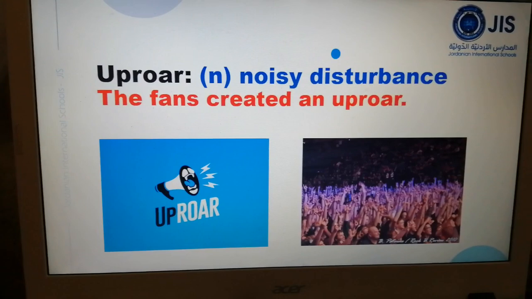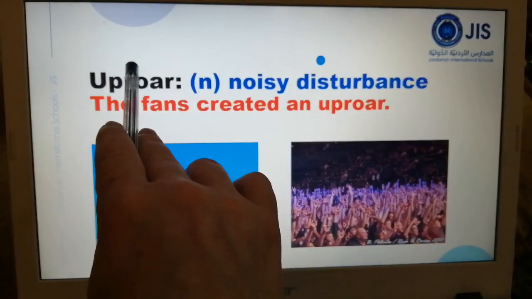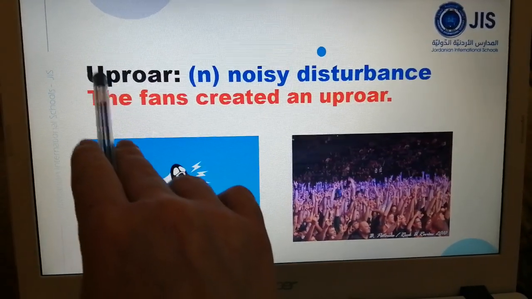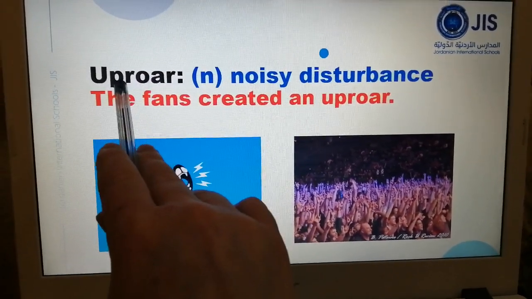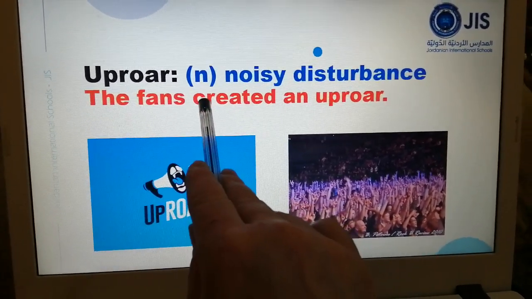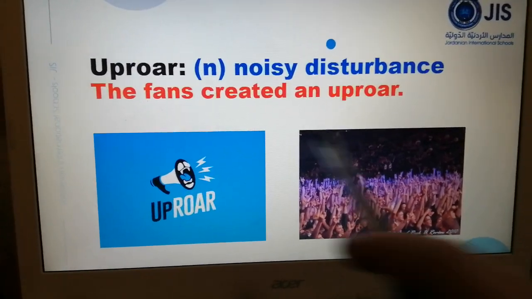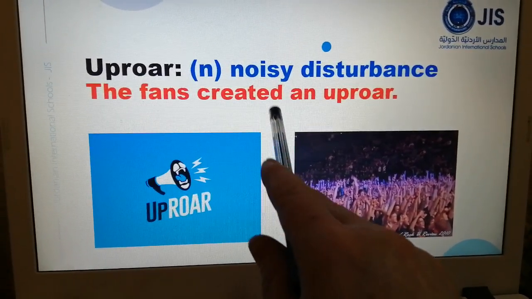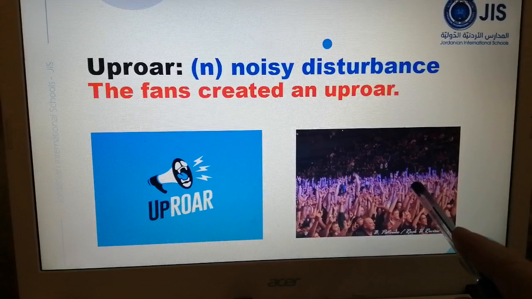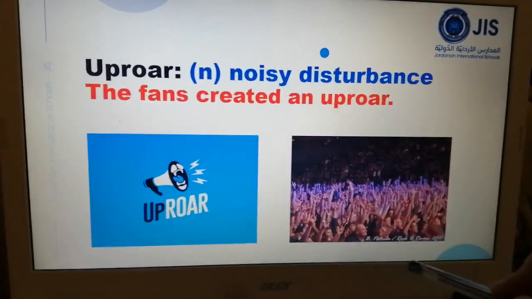The second one, uproar. Up with roar together will make a new compound word, uproar. It's a closed compound word. There's no space between the two words. It's a noun and it means noisy disturbance. Noisy disturbance. For example, the fans created an uproar. It's a noise. The noise, we call it uproar, and it's a noun.